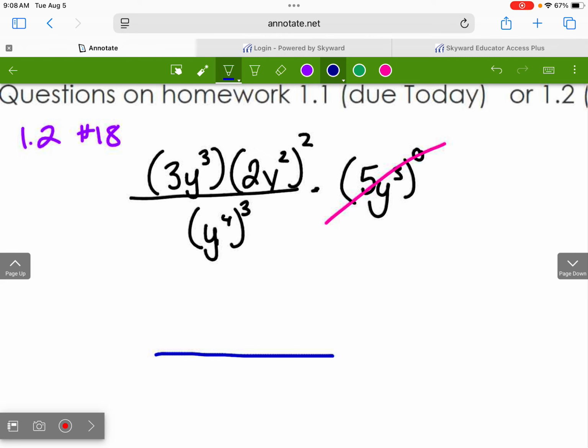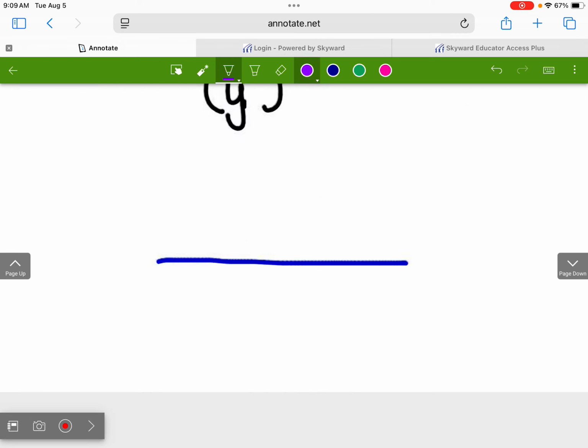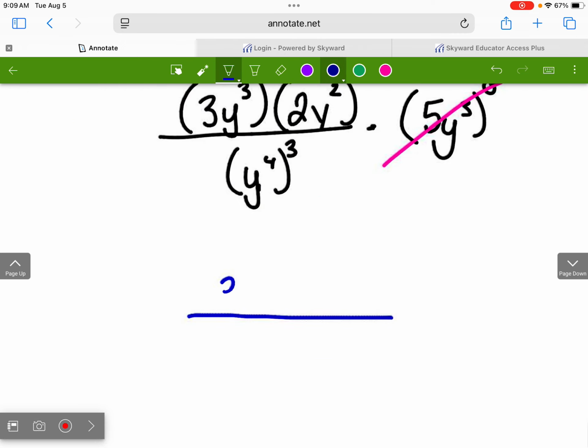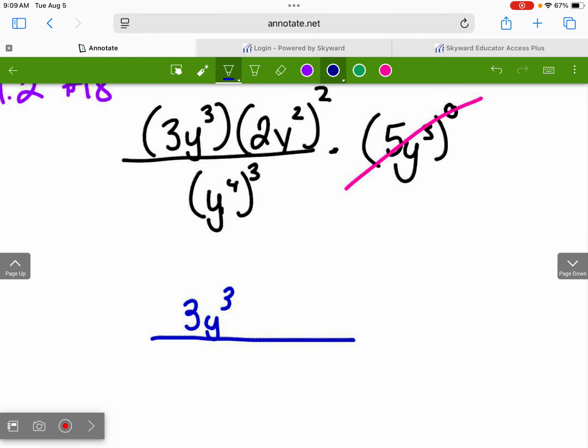Be super careful, because what do we need to do first? Yeah, we need to square both of these pieces. So we need to have 2 squared and y squared squared. So our numerator is going to be our 3y cubed, and then our 2y squared times 2y squared, or 2 squared, 4y to the 4th, because we have our 2 squared and our y squared times 2. That's how we do those. They both get the power.